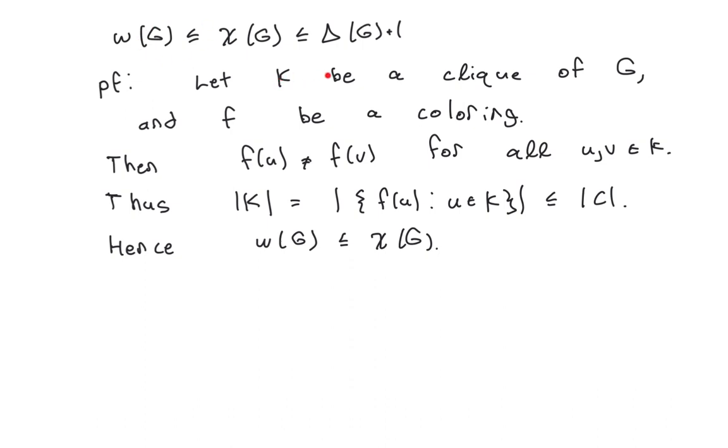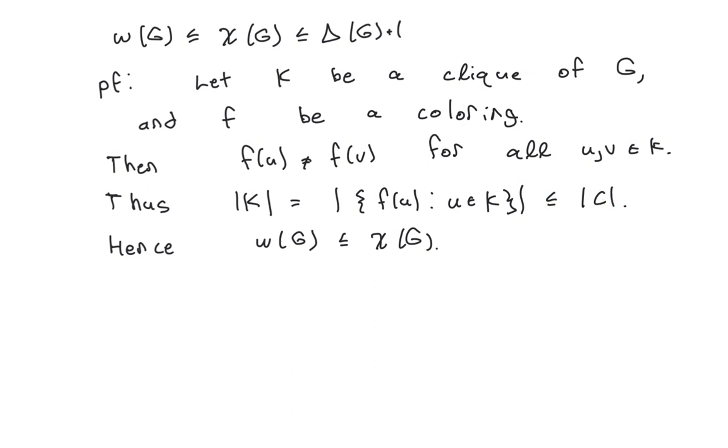And so let K be any clique of the graph G, and let f be any coloring. Then by definition of coloring, f(u) has to be not equal to f(v) for any u and v in K. In particular, that means that if we look at the set of colors used on vertices in K, the number of such colors is equal to the size of K, because each vertex in K got a distinct color.